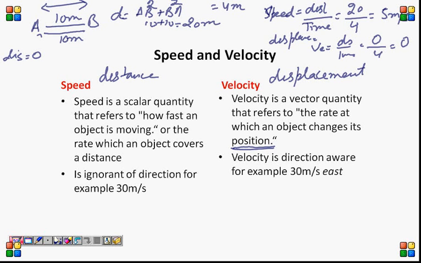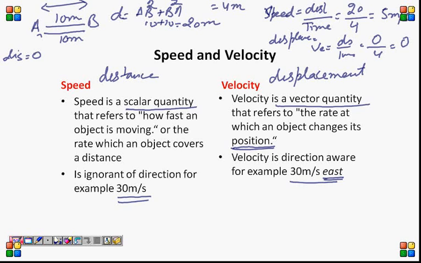The second most important thing worth noting is that speed is a scalar quantity and velocity is a vector quantity. As we have discussed before, a scalar quantity has only magnitude but no direction, and velocity, being a vector quantity, has both magnitude and direction. What do we mean by this? If we say 30 meters per second, it is speed because it's not signifying any direction. But velocity is direction aware. So it says 30 meters per second east. East is where the object is moving. We have to specify the direction with velocity.